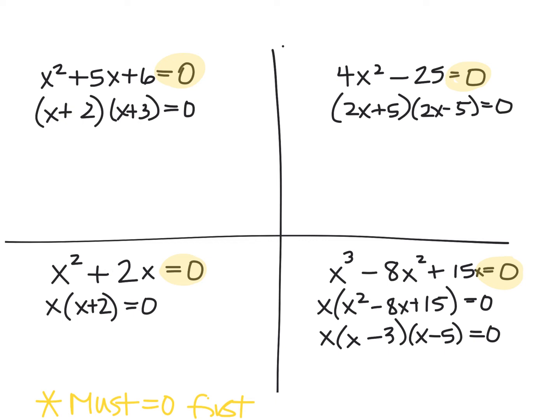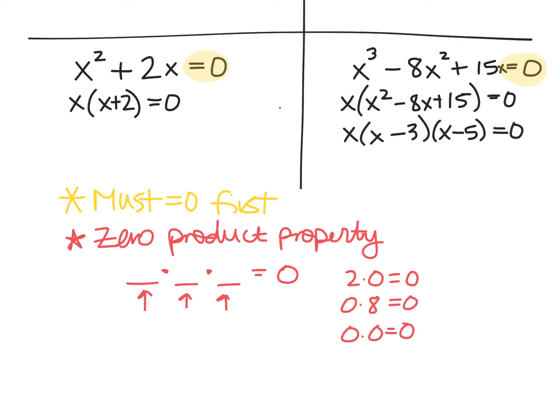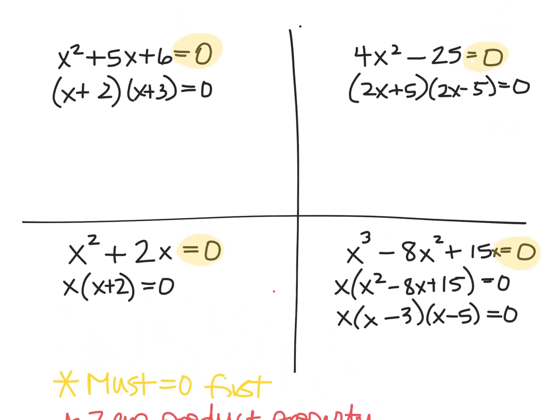Okay, so now that it's equal to 0, we have this thing called the zero product property. I'm just going to slide my slides so I can write these things with you. What the zero product property says is that if you have any set of things multiplied together and they equal 0, then one of these things must be 0. You can think about that for a minute. The only way to have a multiplication problem that equals 0, 2 times 0, 0 times 8, is if at least one of the numbers is 0. So we're going to use that concept to answer these questions.